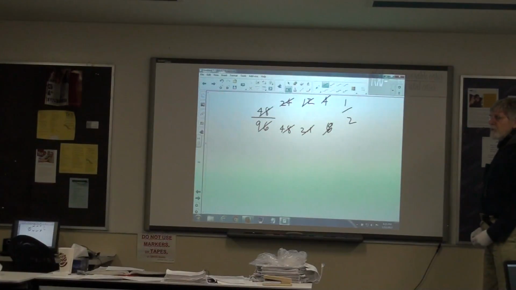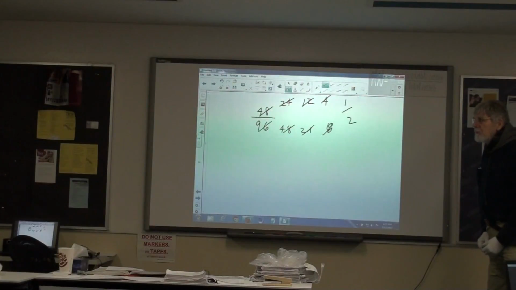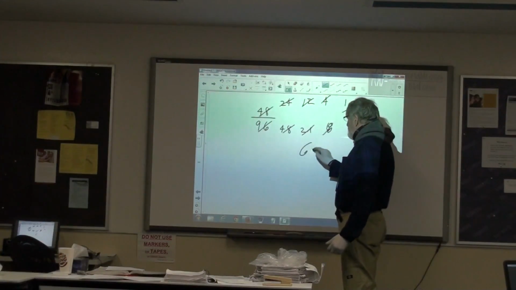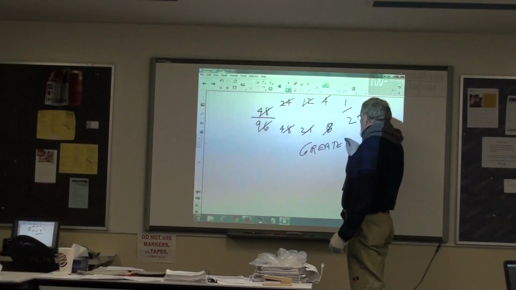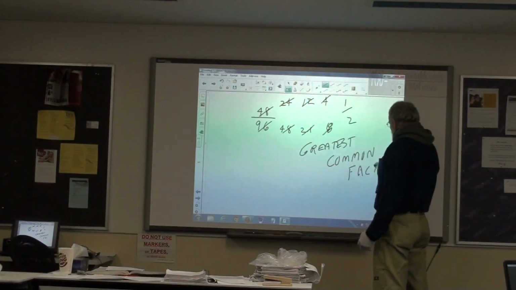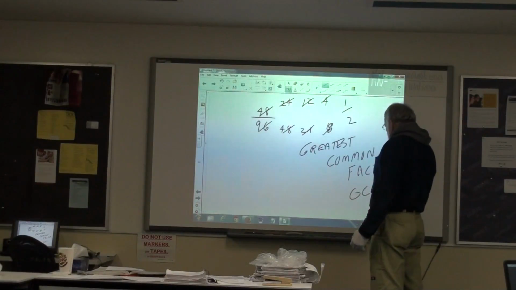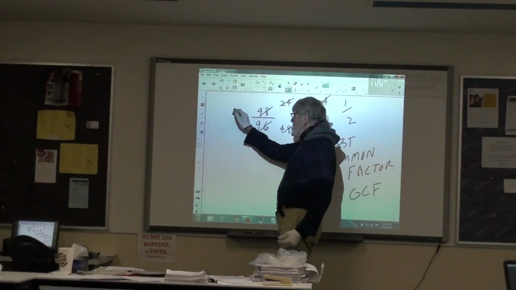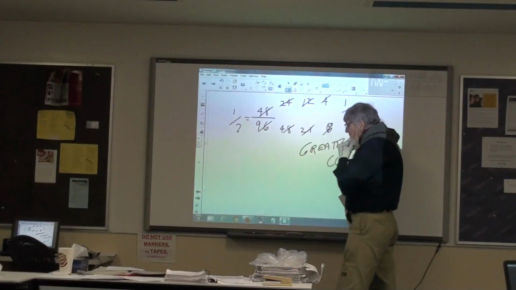However, if you want to reduce it down in one step, then you need to know the largest common factor, the largest number that will divide both into 48 and 96. That's called the greatest common factor, which we will say for the last time, because from now on, it will simply be GCF. So what's the greatest common factor of 48 and 96? 48 itself. So it divides in one step.